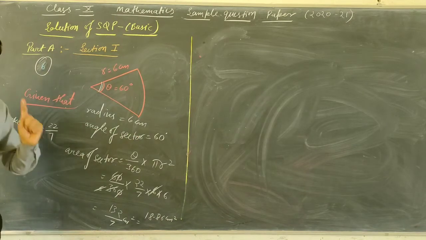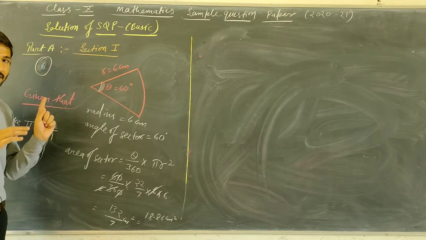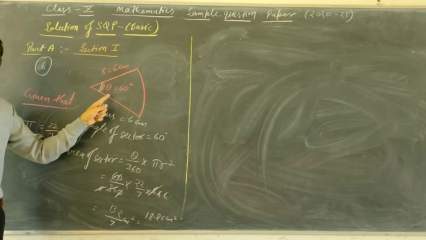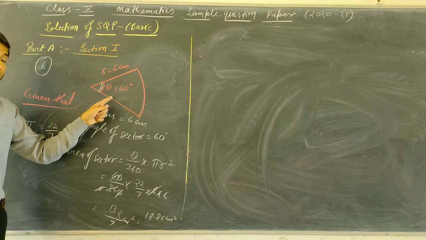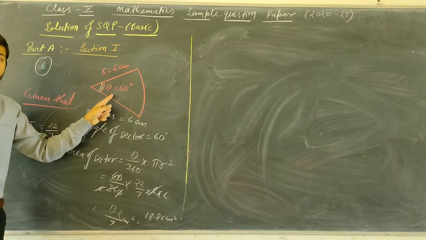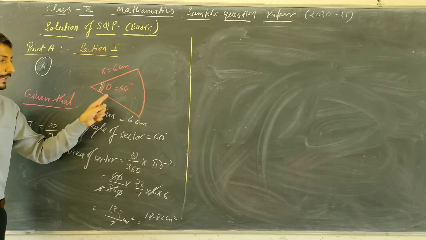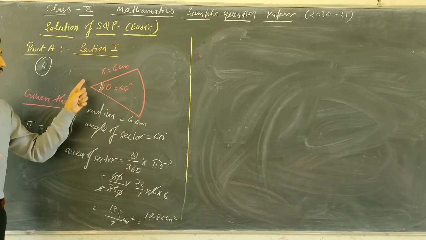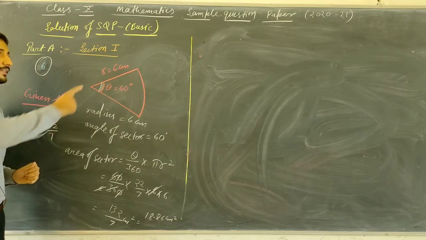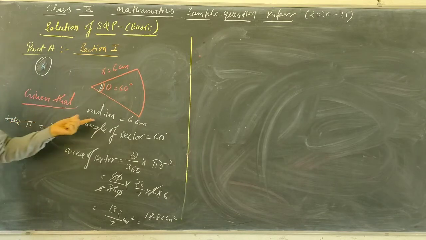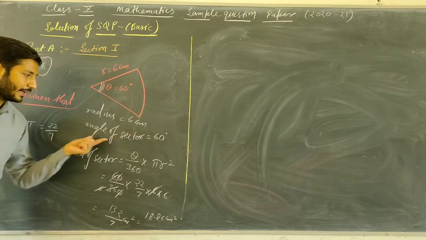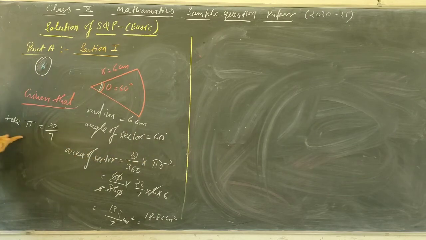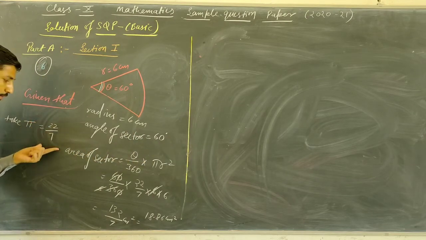Look this side once again. Understand this question, what is given. In this question, the angle of the sector is given. The angle made inside the sector between the two radii is equal to 60 degrees. Now the radius of this sector is 6 centimeter. Radius is equal to 6 centimeter, angle of sector is equal to 60 degree. Take pi is equal to 22 upon 7.